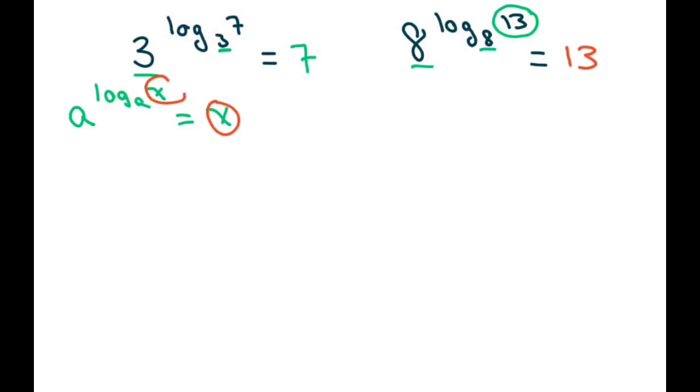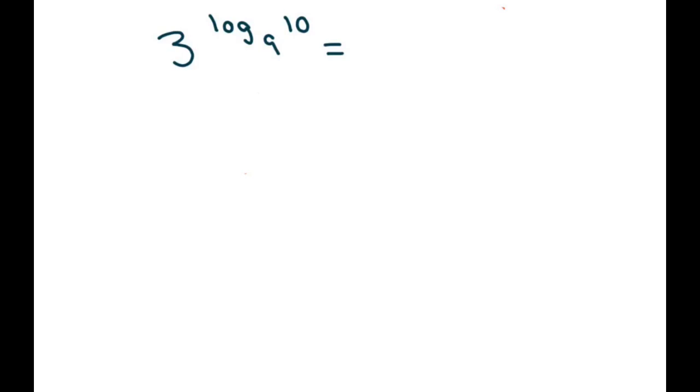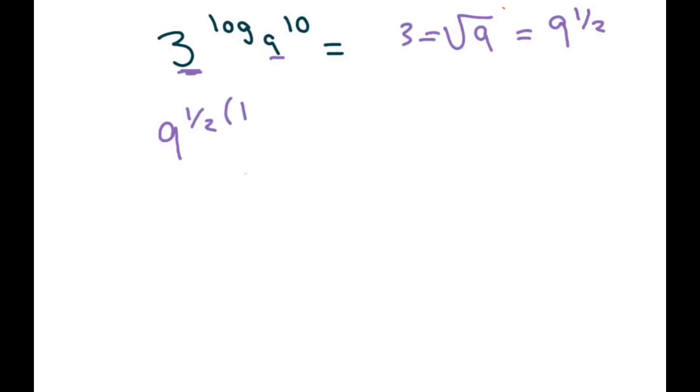Now the rest of them, we have 6 where the bases aren't the same. So we're going to have to make sure the bases are the same. So for example, this one's not the same. So what I want to do is make these the same. What I'm going to do is change this 3 to the square root of 9. Remember, the square root of 9 is the same as 9 to the 1/2. So I'm going to write this as 9 to the 1/2 because that equals 3. And then times it by my power, which is log base 9 of 10.